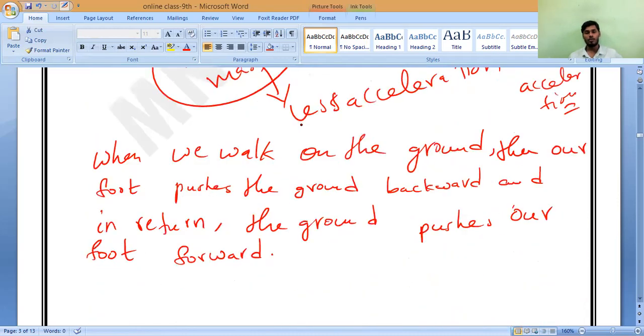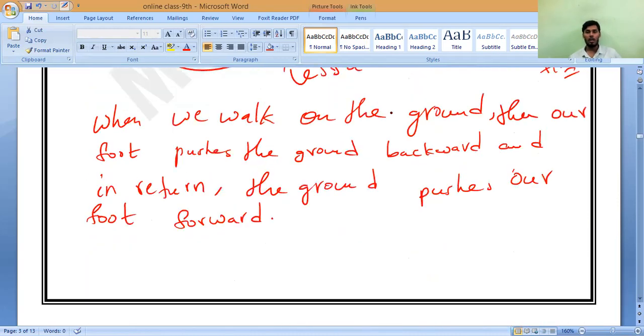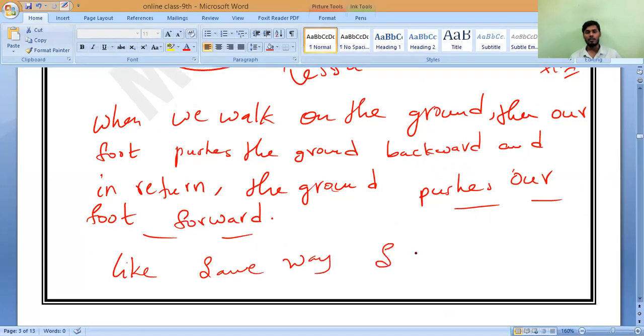So the two points you should note down. When we walk on the ground, our foot pushes the ground backward. That is why, in return, the ground pushes our foot forward. In the same way, swimming. Swimming also, you remember another example.